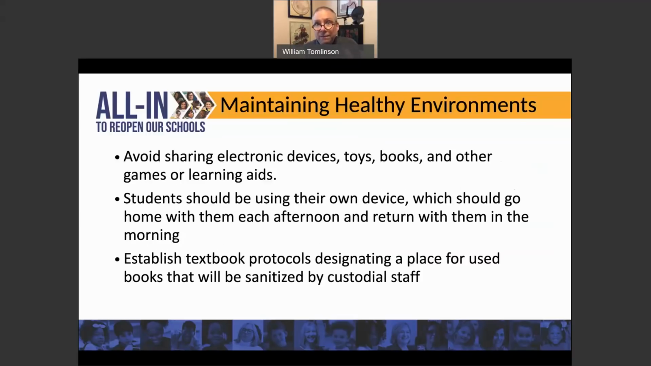As far as electronic devices go, you want to avoid sharing those. Each student should have their own device that will go home with them at night and then return to school the next morning. Now, as far as textbooks, establish protocols designating a place for used books that will be sanitized by the custodial staff.